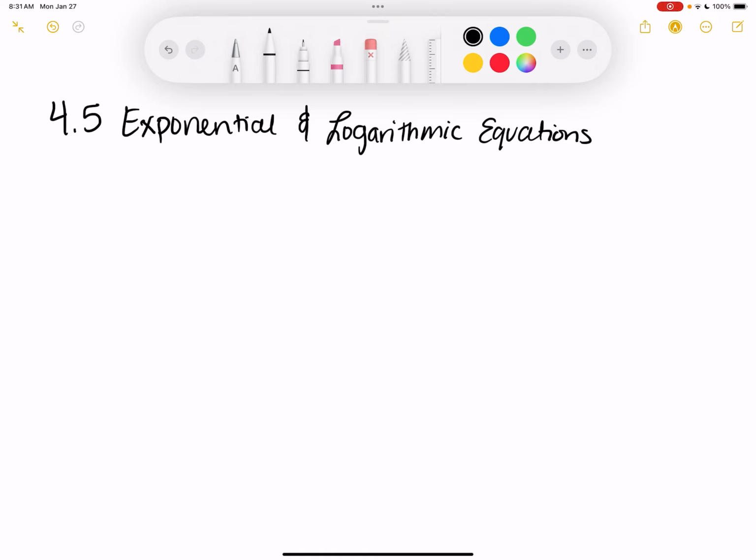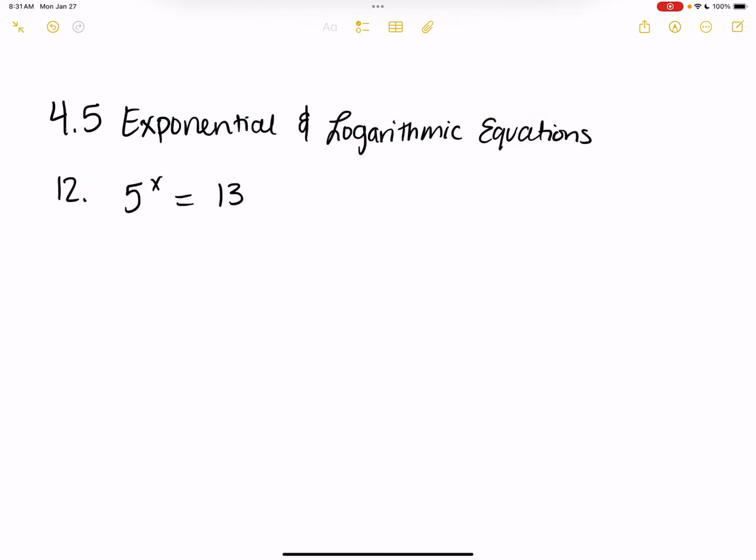So, number 12 is 5 raised to the x is equal to 13. So I want to solve for x, and this isn't one that I just know right off the top of my head. I don't know 5 raised to what power gives me 13. That's a super weird one. If it was 5 raised to the x equals 25, I could pretty easily figure that out. That's what we've been doing.